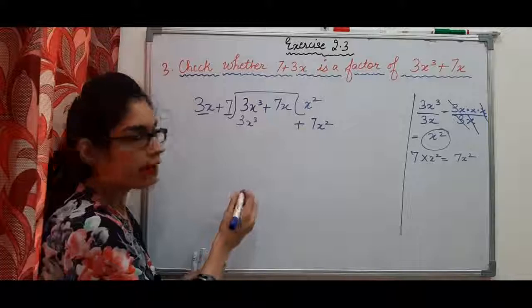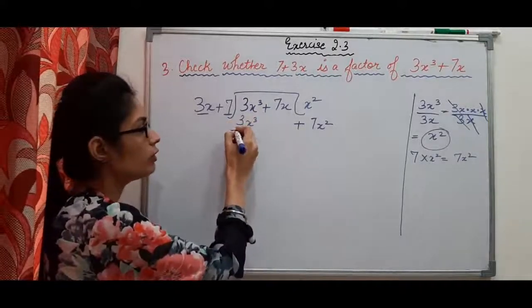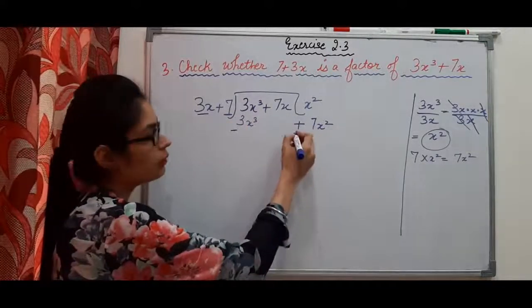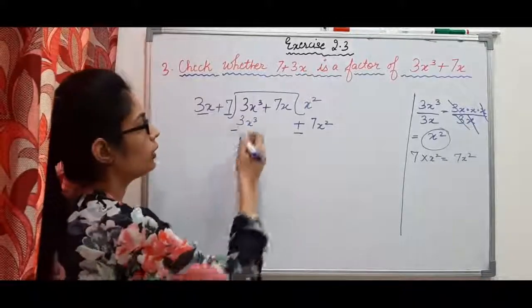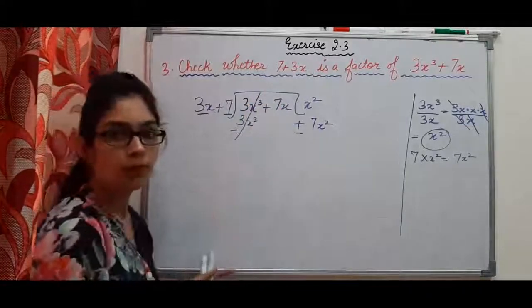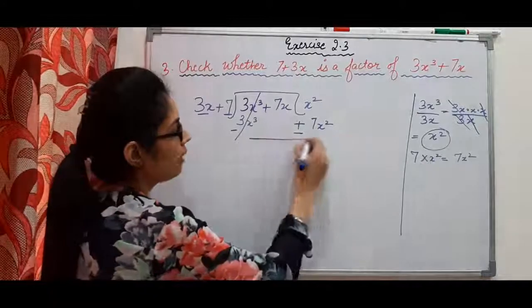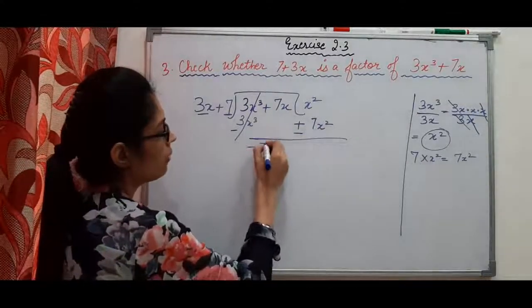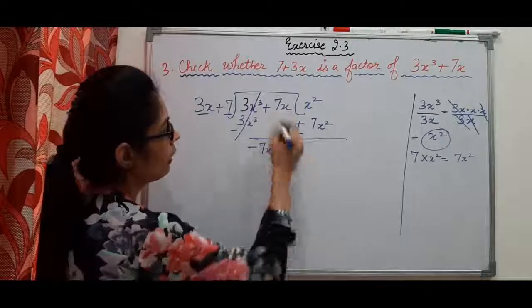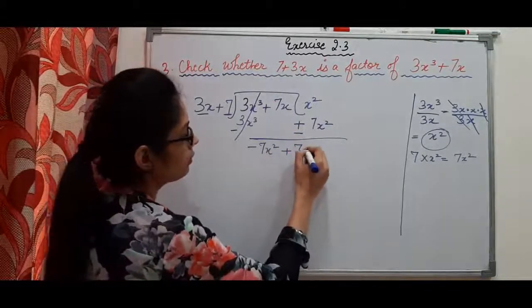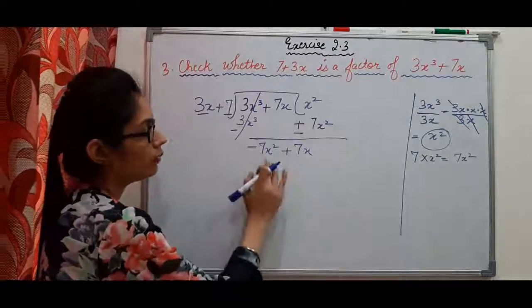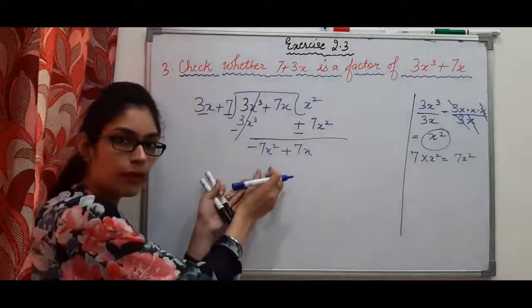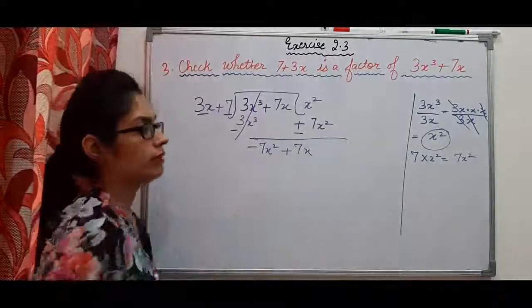Now change the signs. Plus will be changed into minus, and this plus again will be changed into minus. Only the change of sign will take place for the lower terms. Same terms with opposite signs will get cancelled. And now I will write minus 7x square plus 7x. So all the remaining terms I will write according to their degrees. That's why 7x square I have written first, then 7x.